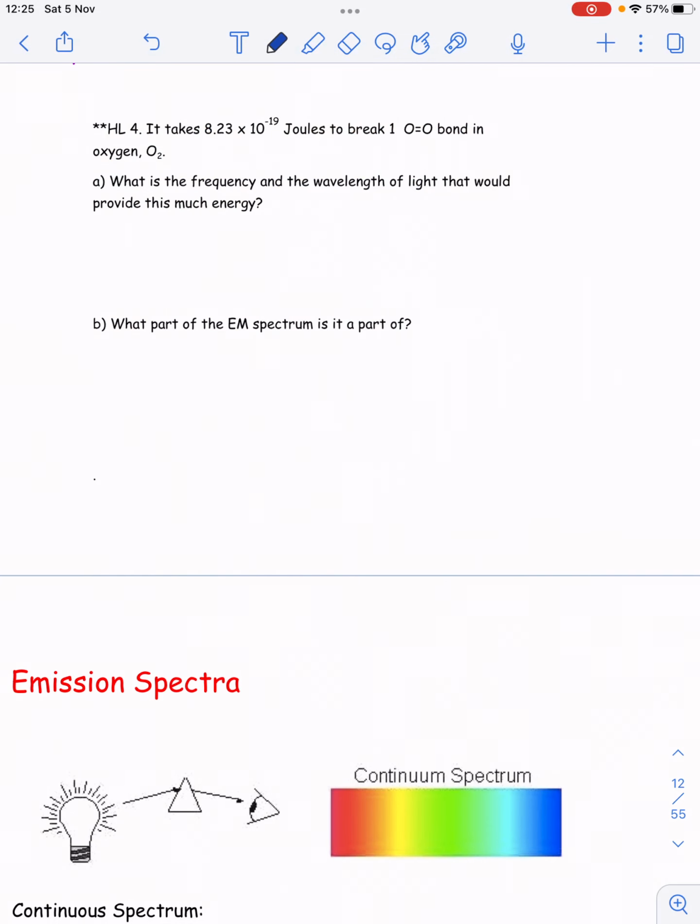Okay, some HL calculation questions. So HL has to deal with this equation, E equals h times frequency, h being Planck's constant. If you're given the amount of energy in joules to break a bond, that's your E value. Solving for frequency is E over Planck's constant equals frequency. Once you have frequency, speed of light divided by frequency equals wavelength.